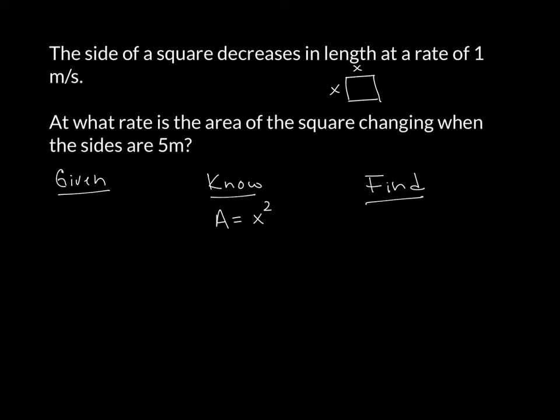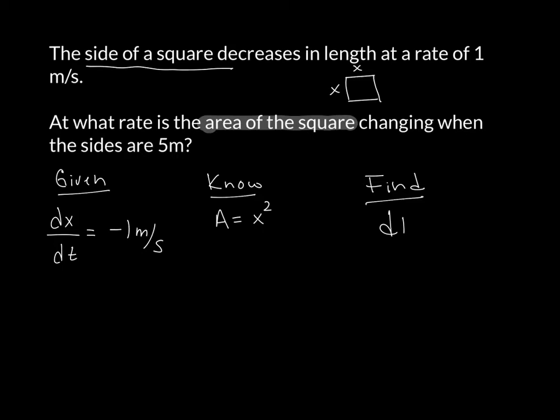In this case, because I am using the variable x, and that is the side of the square, I'm going to say that dx over dt is equal to -1 meter per second. And I'm trying to find the rate of the area of the square. So that means I want to find dA/dt, the rate of change of the area over time. And this is giving me a specific value. They're telling me that I want to do this when x is equal to 5 meters.